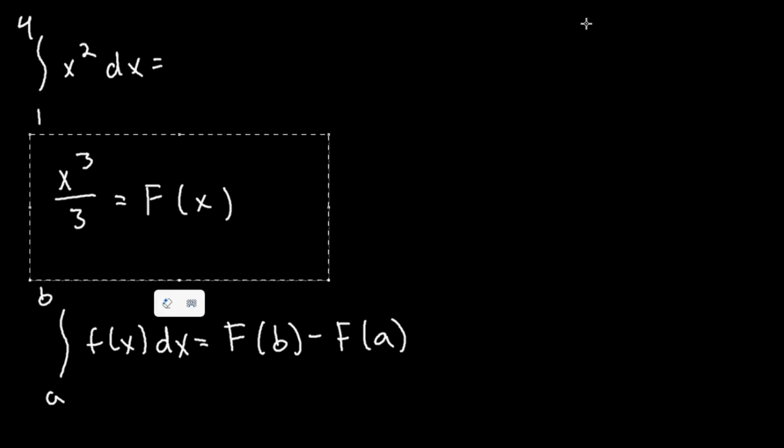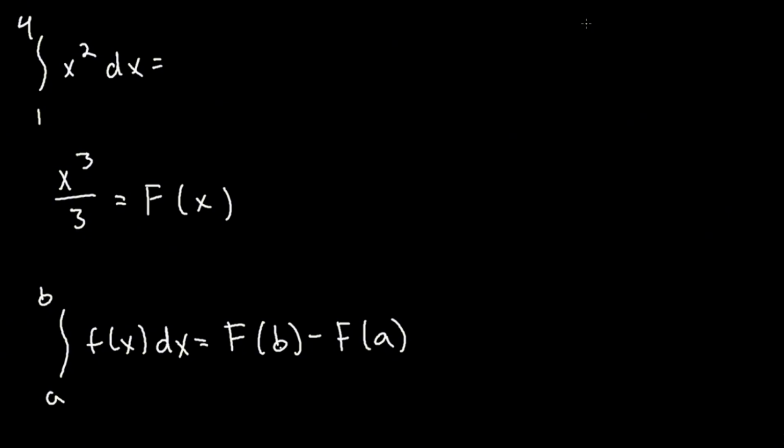Well, per the fundamental theorem of calculus, we want to plug in the upper bound into the antiderivative. So the upper bound is 4. So 4 to the power 3 over 3 is your upper bound b plugged into your antiderivative x cubed over 3. And you subtract from it the lower bound. And yes, you must subtract the lower bound every single time, even if it's 0. So the lower bound is 1 to the power 3 over 3.